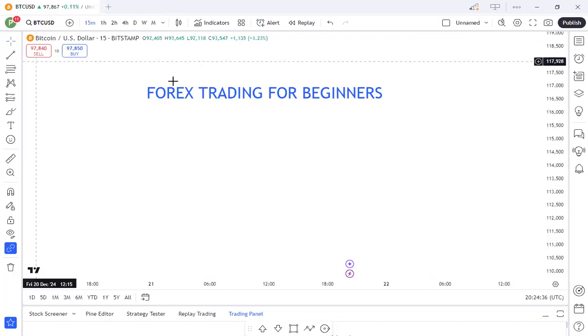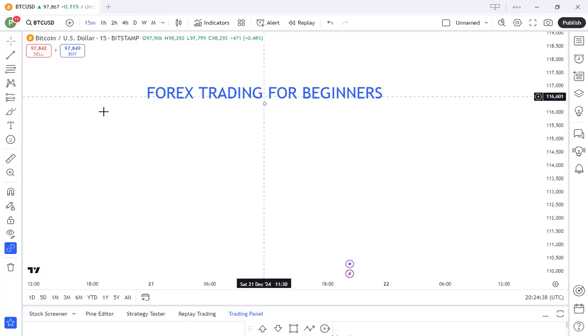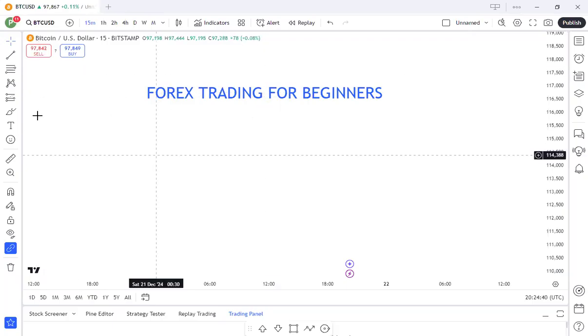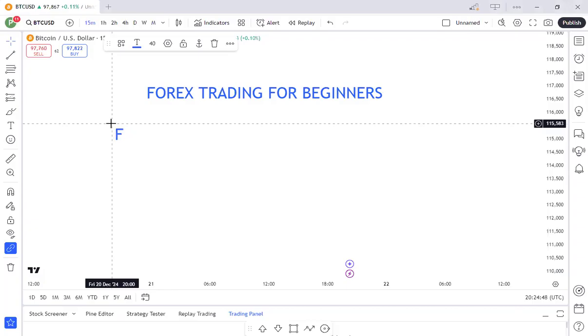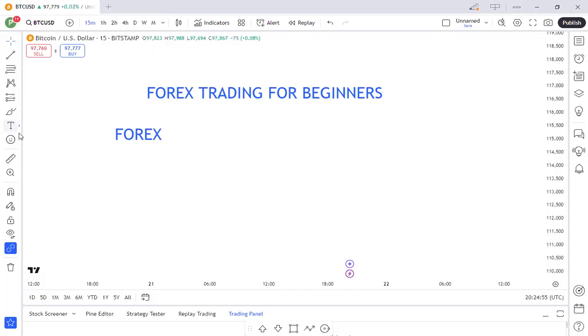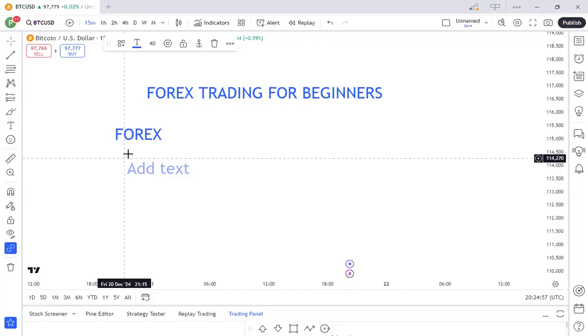This is forex trading for beginners. So what we have to do is first of all know the meaning of forex. This forex we are hearing about, what is the meaning of forex? So forex means foreign exchange.